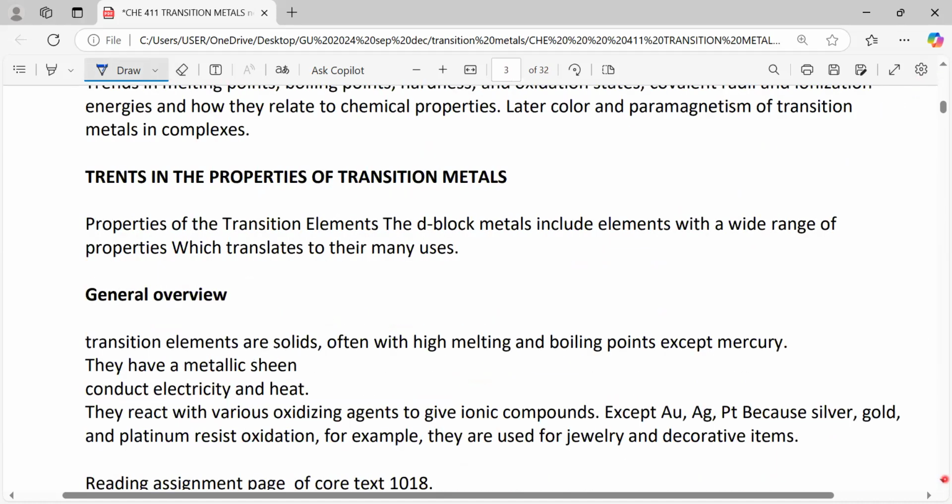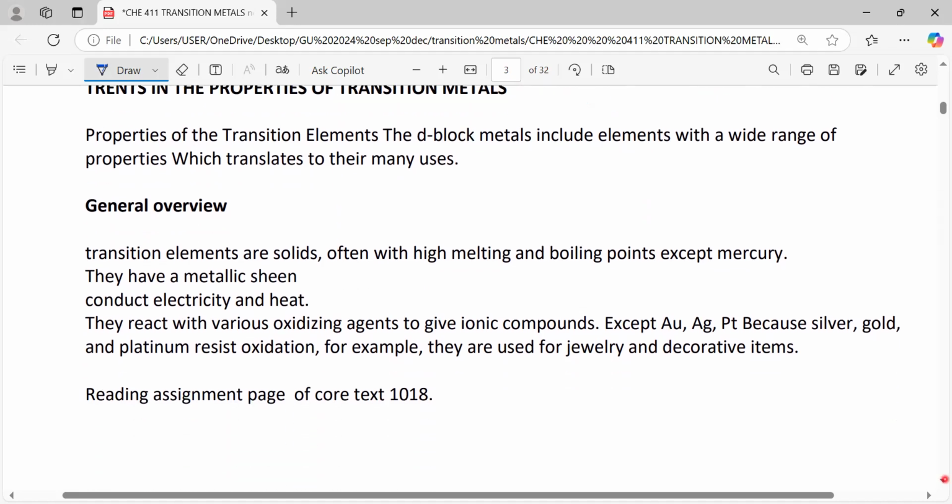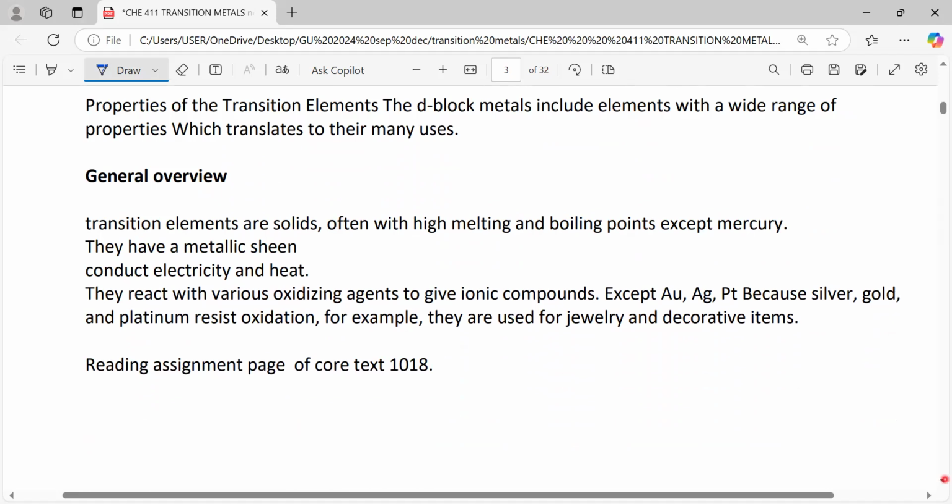Let us see some trends of the transition metals in the periodic table. We look at melting points and an overview. For the metals, we've already seen high melting point, and they conduct electricity, obviously. They are shiny or they have metallic sheen, then they take part in various oxidation and reduction reactions, except for a few.